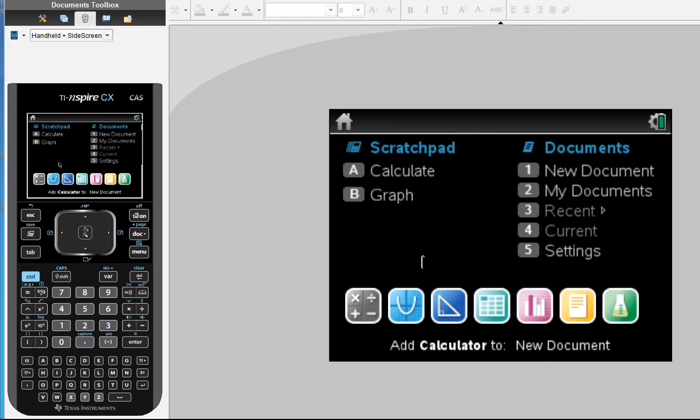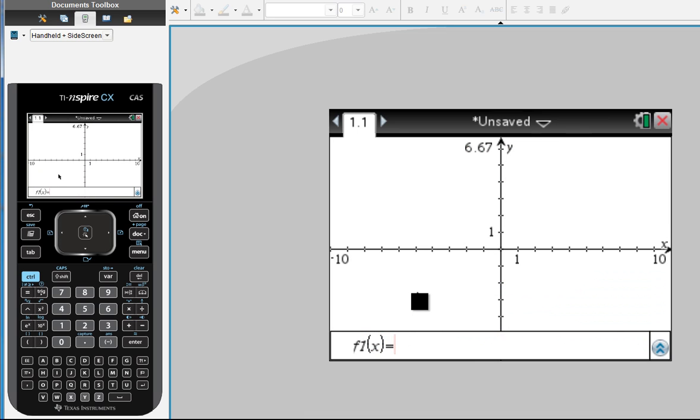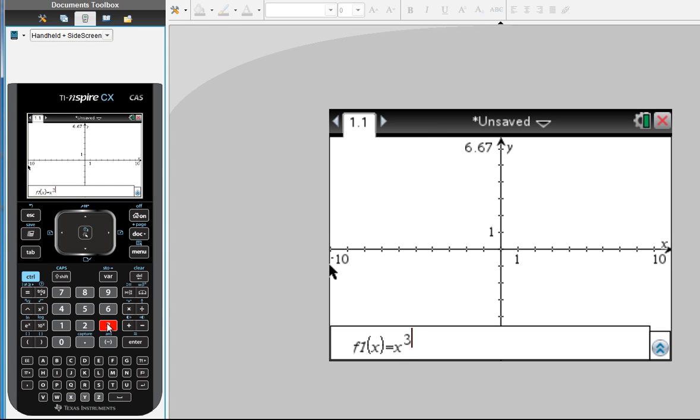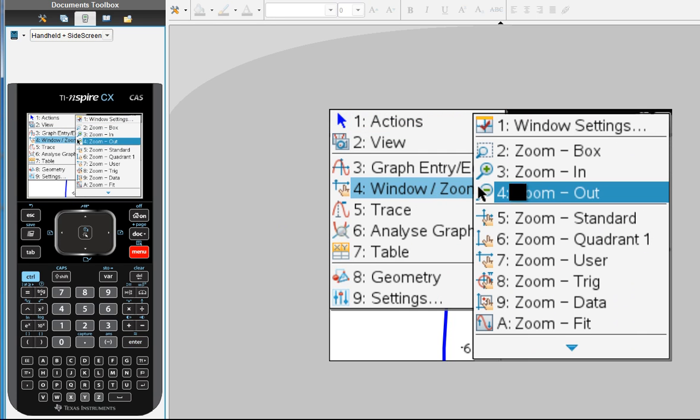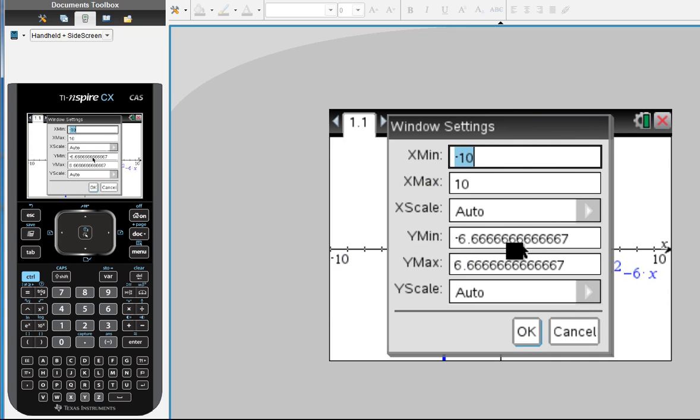Let's do the example from the last tutorial in the calculator. So remember that we can, well, let's do like this. Let's open a graph page first. Let's just enter the function x to the power of 3 plus x squared minus 6x. Let's zoom out a little bit, or actually let's go to window settings.